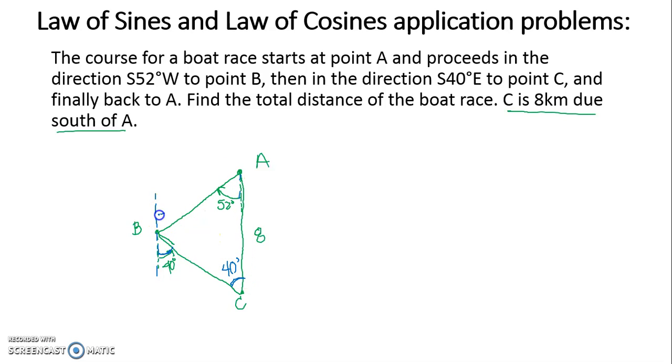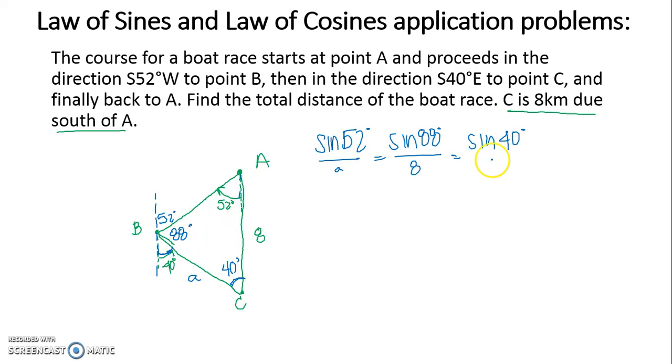You could have also said that that means this one up here is 52 degrees if you'd like to go that way. But you only really needed one of them because I know all the angles in a triangle add up to 180. So this angle here is 88 degrees. Now that I have that, sine of angle A, which is 52 degrees, over side A, is the same as sine of angle B, which is 88 degrees, over side B, which is actually 8, is the same as sine of angle C, which is 40 degrees, over side C.